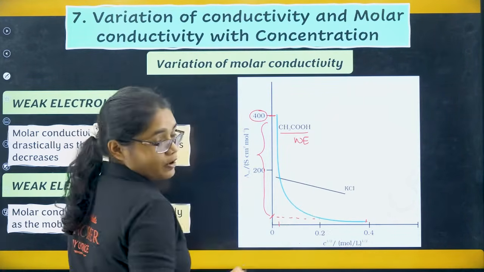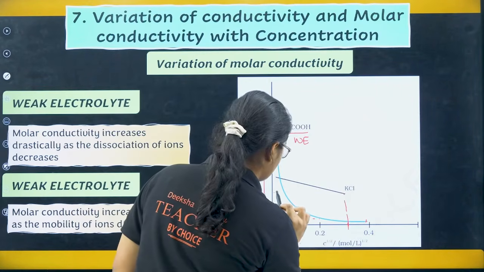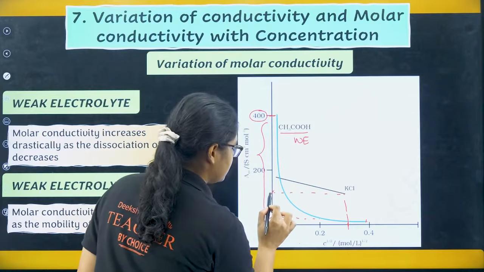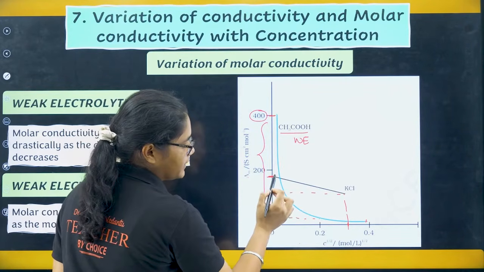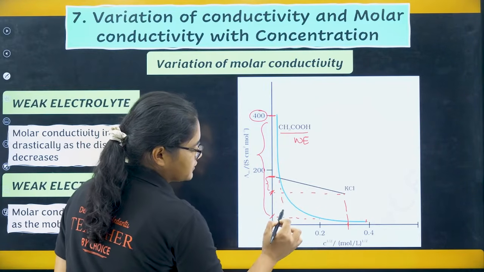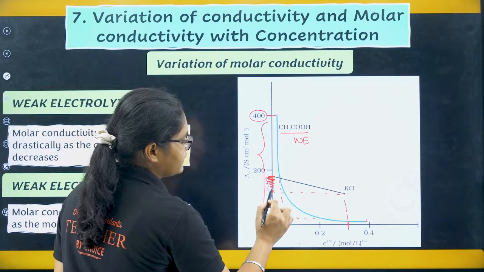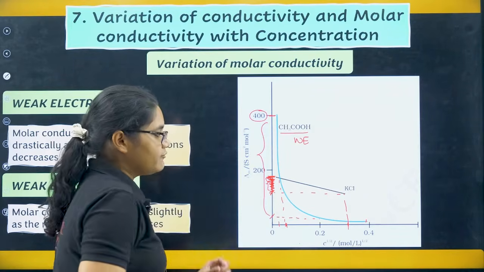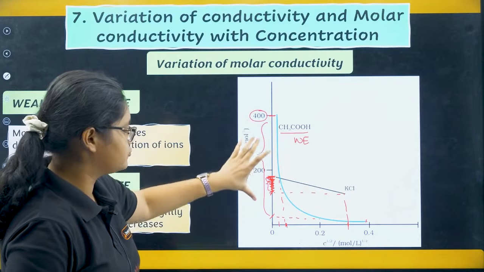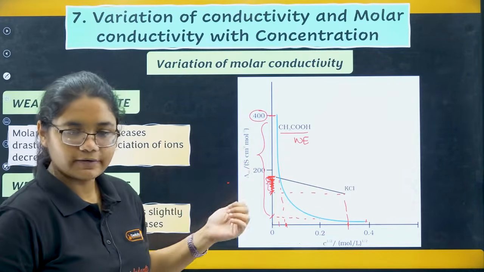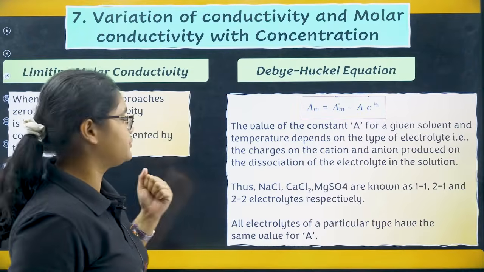If you compare for a strong electrolyte, KCl, when the concentration was here, the molar conductivity was almost here. Now when you dilute it, the molar conductivity increases to here for this concentration. So when you decrease the concentration, the molar conductivity increased, but to a very small extent. Here it increased to a much higher extent, right? So that is the case that you should remember.